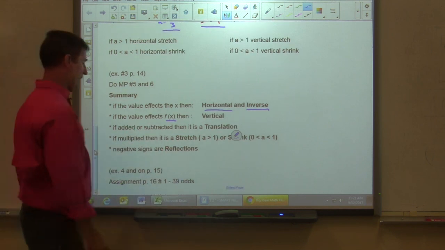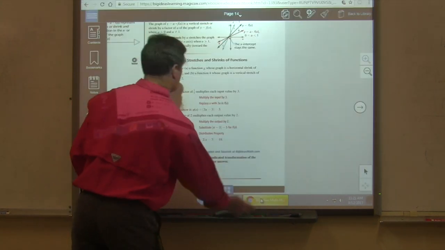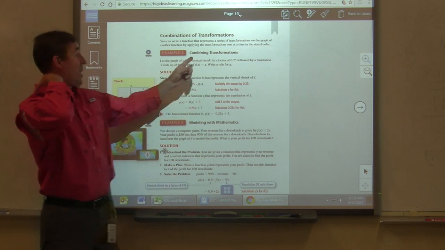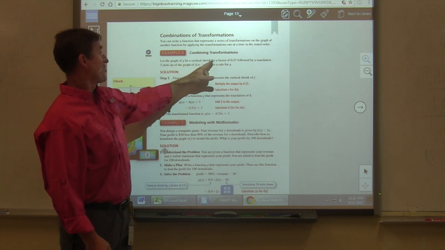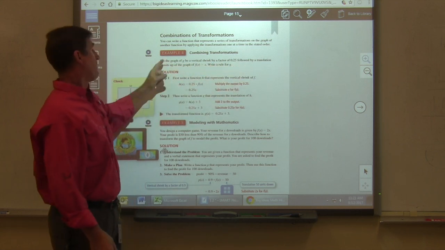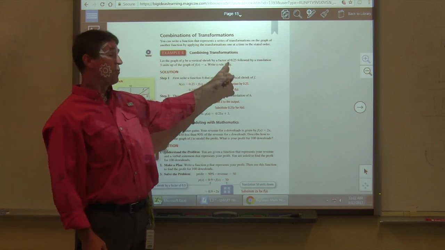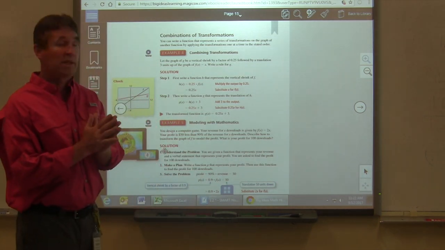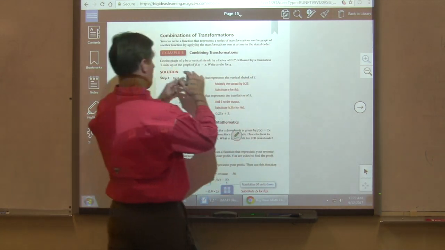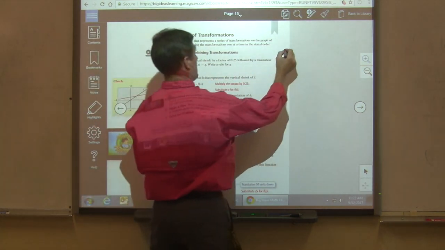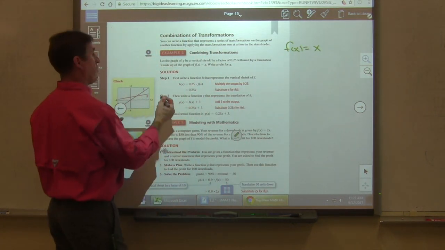So the last thing we're going to look at is number 4 on page 15 in the textbook. So we're going to look at combining transformations here. So it says let the graph of g be a vertical shrink by a factor of 0.25 followed by a translation 3 units up of the graph of f of x equals x, and write the rule for g. So what you do is you just take it one step at a time. So we've got this function f of x, which they don't even tell us. Actually, it tells f of x equals x. Okay? So all you do is you take it one step at a time.